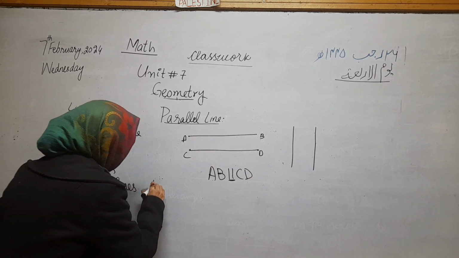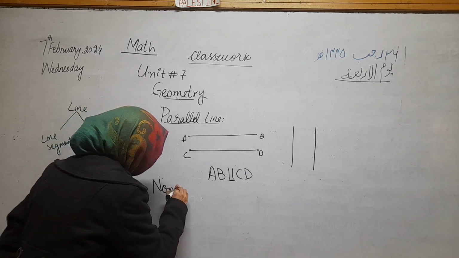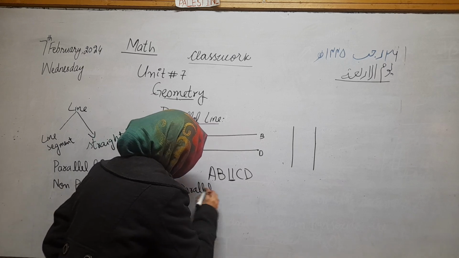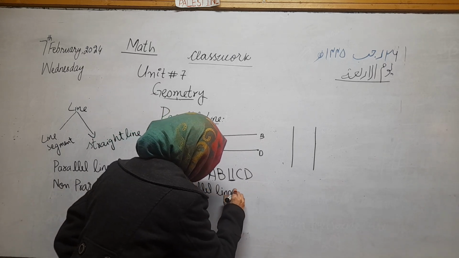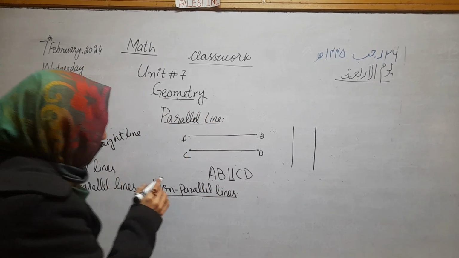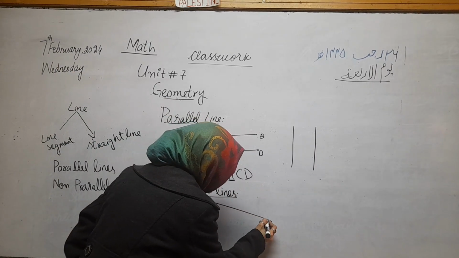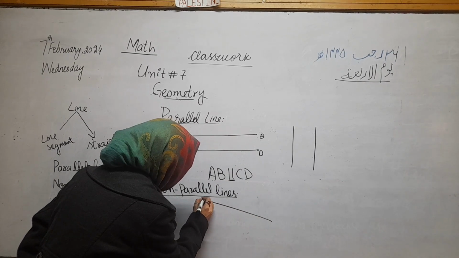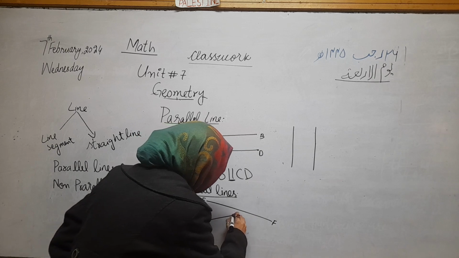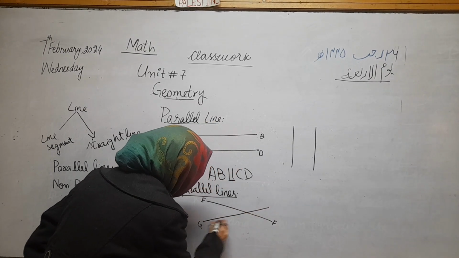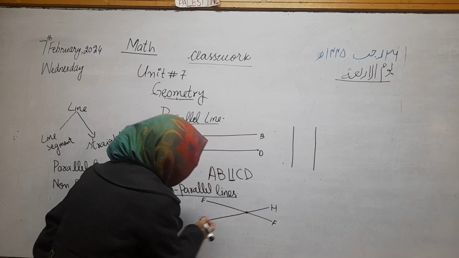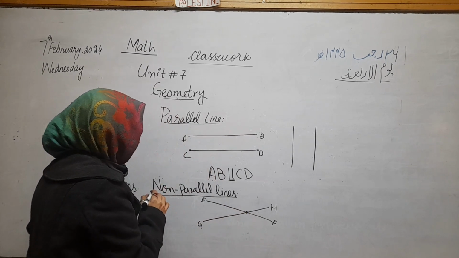After that we have non-parallel lines. What are non-parallel lines? Tell me, Haris. Good. Non-parallel lines are those lines which meet at a point. For example, this is line EF and this is line GH, but they meet at a point. They are meeting at this point, so these are non-parallel lines.